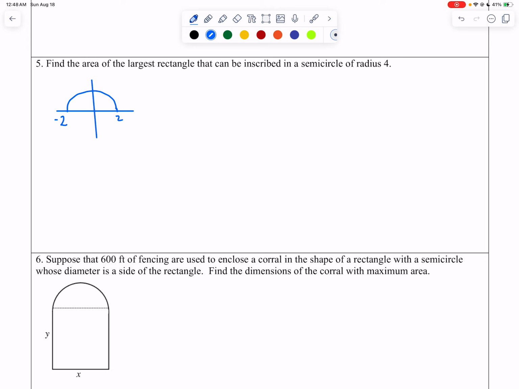Since we have a radius of 4, not a diameter of 4, that should give us -4 and 4. Sorry. Yep, -4 and 4.